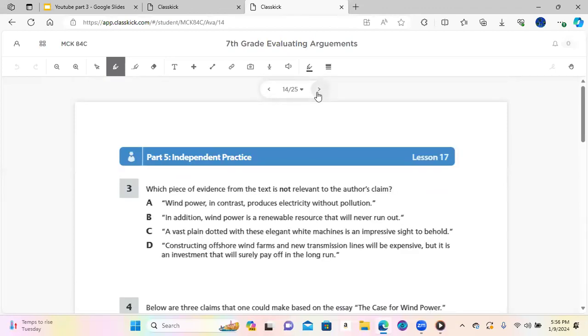Okay, let's do number 3. Which piece of evidence from the text is not relevant to the author's claim? Remember, the author's claim is that the government should invest in wind power or wind electricity. So which evidence is not relevant to that claim? Is it A, wind power in contrast produces electricity without pollution? This option seems to give a benefit of wind power. The benefit is that it produces electricity without pollution, but it does not support the claim.